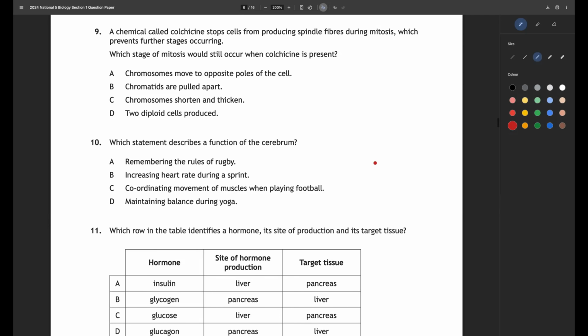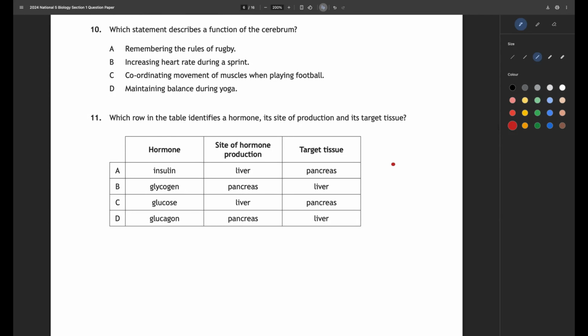Okay. And number 10, which statement describes a function of the cerebrum? So the cerebrum is usually associated with things like memory, intelligence, personality, and many other things. So let's have a look at the options. Remembering the rules of rugby. So that's memory, isn't it? So that's likely to be our answer, but we'll just check the other ones.